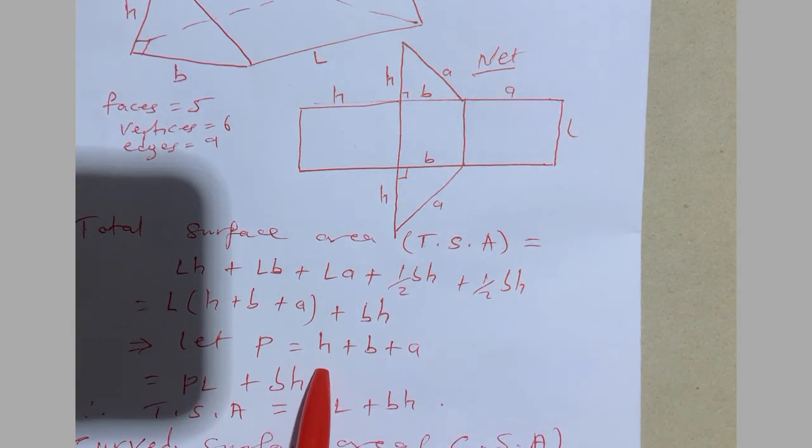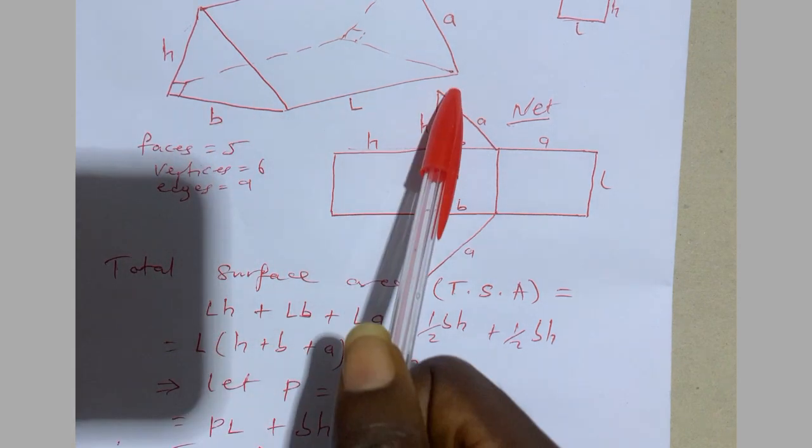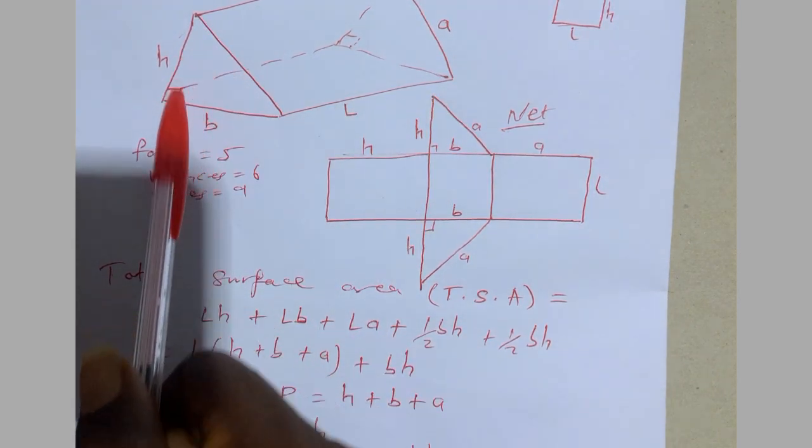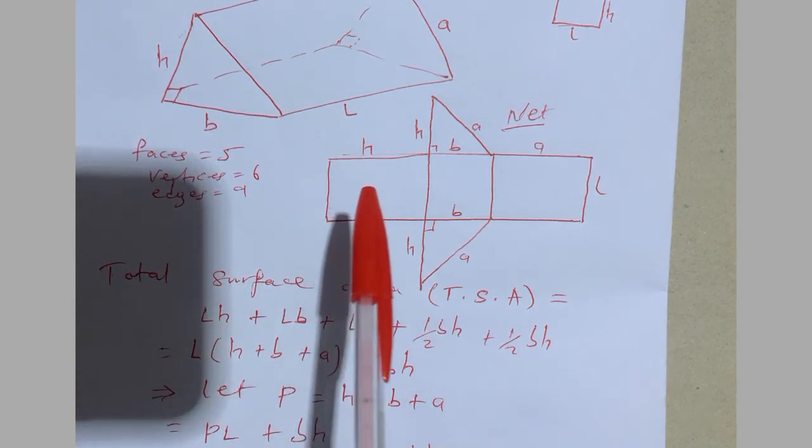The P stands for the height of the triangle, the base of the triangle, and then, since it's a right triangle, we can say this side is the hypotenuse of that triangle, right? Good.